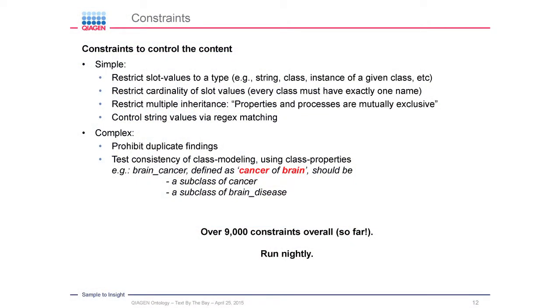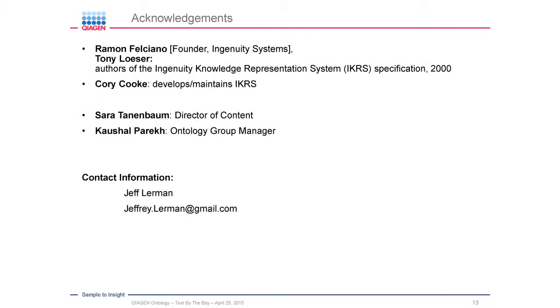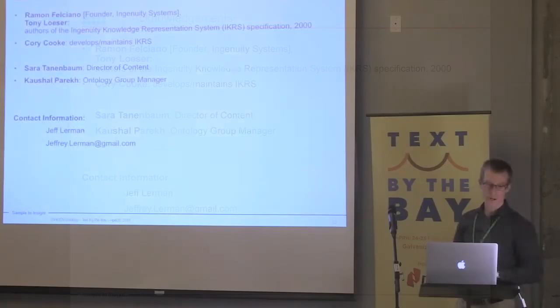There are over 9,000 constraints overall, and they vary in scope. We run those nightly over the ontology, and that helps us keep things clean. So I will end there.